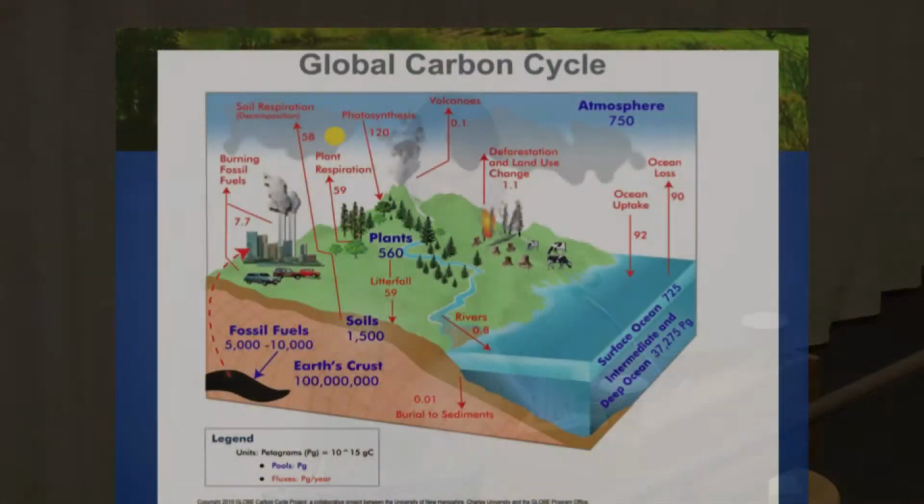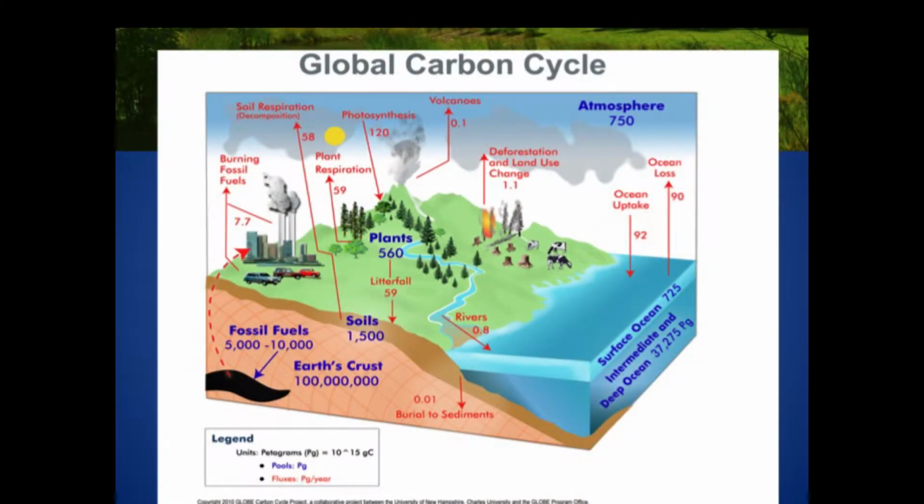This graphic gives some indication of the relative proportions of the different banks and sinks, which are shown in blue, and annual exchange rates. The pools or the banks are in petagrams, which is 10 to the 15th grams of carbon. So those are very large numbers. And the fluxes are in petagrams per year.